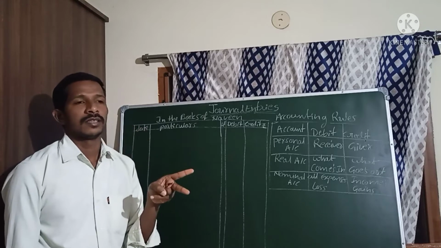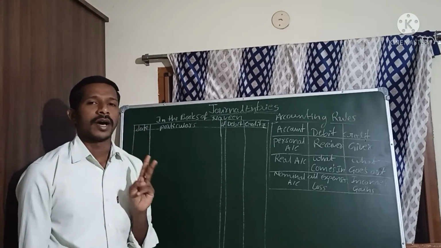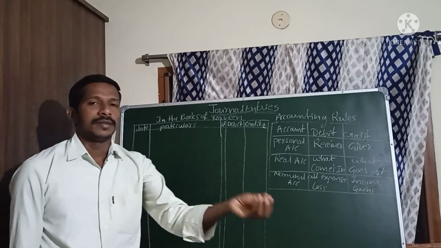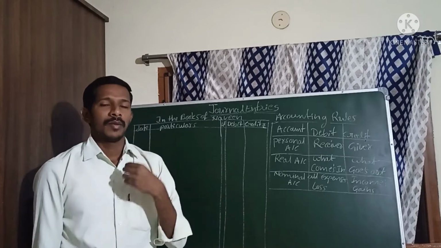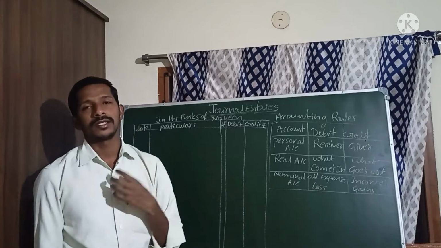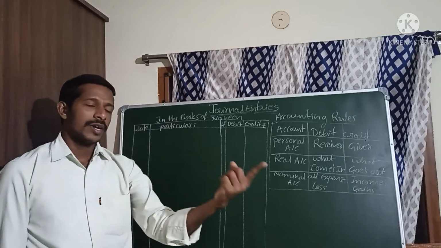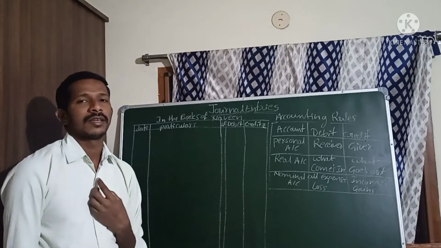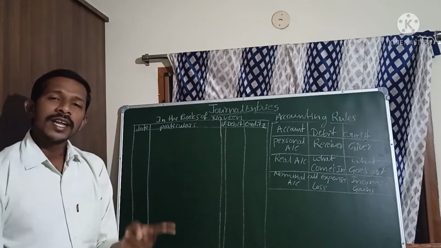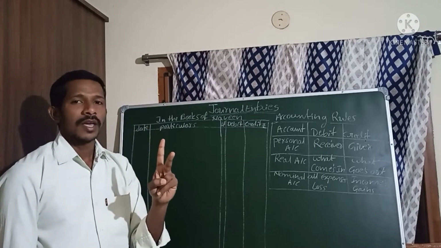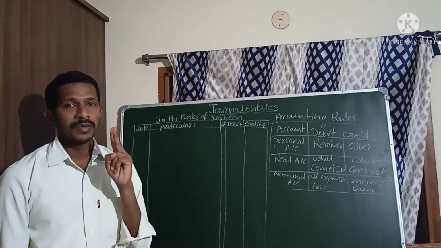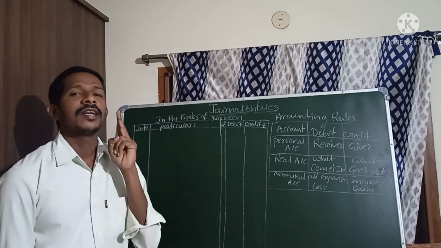For example, if you go to the market or shop, what will you do? If you want to buy a product, you will give the money and you will receive the product. What is going from you? Money is going from you, cash. What are you receiving? Product you are receiving. One aspect it is going, another aspect you are receiving. So one transaction, two aspects. Okay, understood? So in every transaction of the business, there are two aspects, that is debit one and credit one.